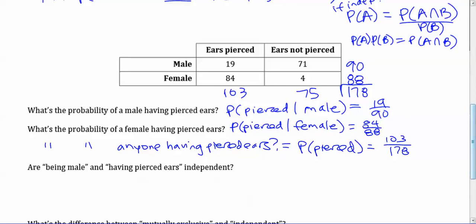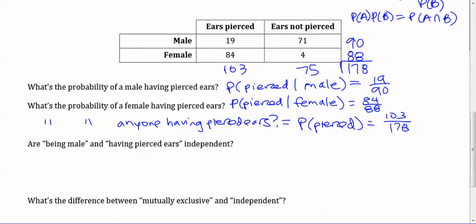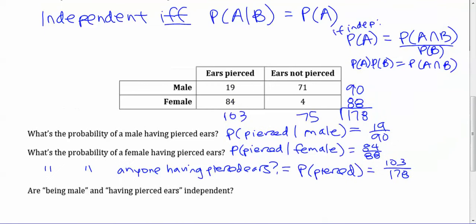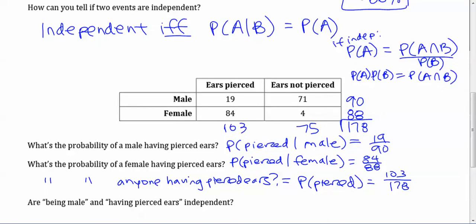So now here is a very common question. A lot of times they will ask you something like, part A, what's the probability someone has pierced ears? Part B, what is the probability of a male having pierced ears? So what's the probability of having pierced ears given that someone is male? And then part C might be, are these two things independent? And all you really have to do, because remember the definition of independence, is see if the probability of A is the same as the probability of A given B.